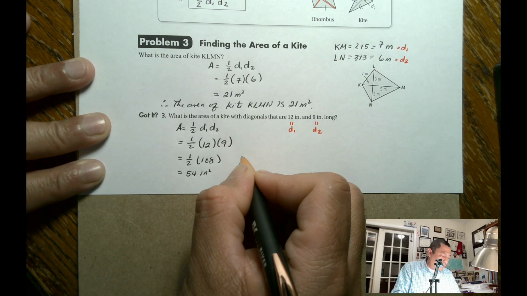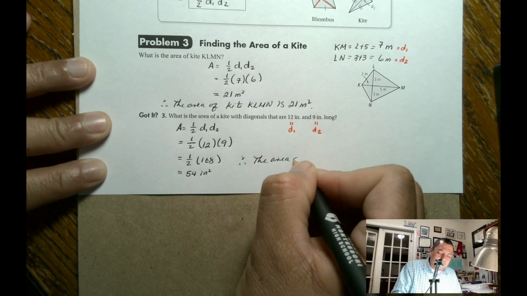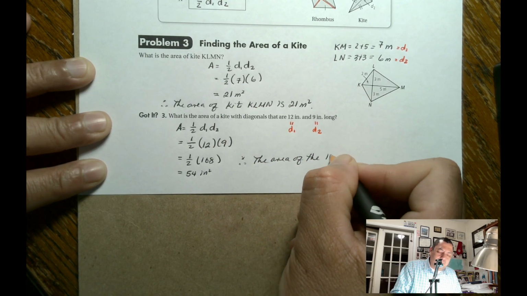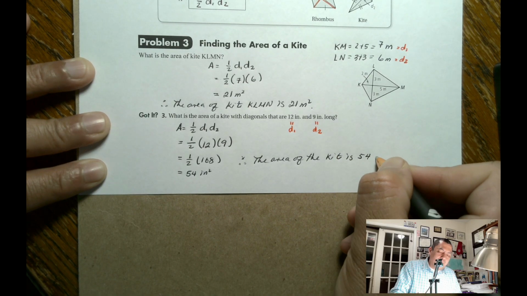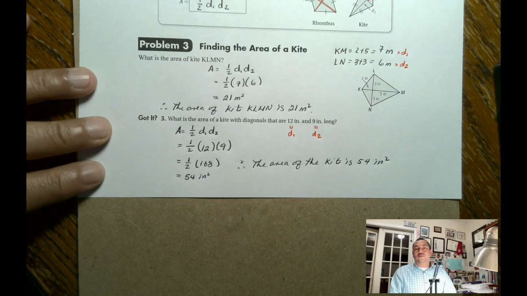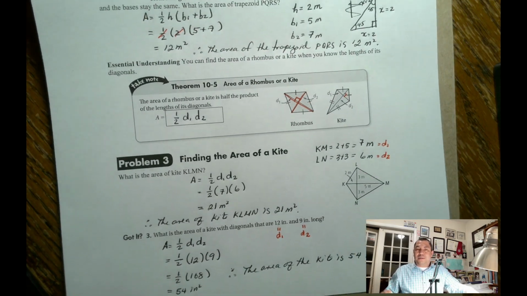Answer the question. The area of the kite is 54 inches squared. That's it. Got it? Now let's move on to example number 4.